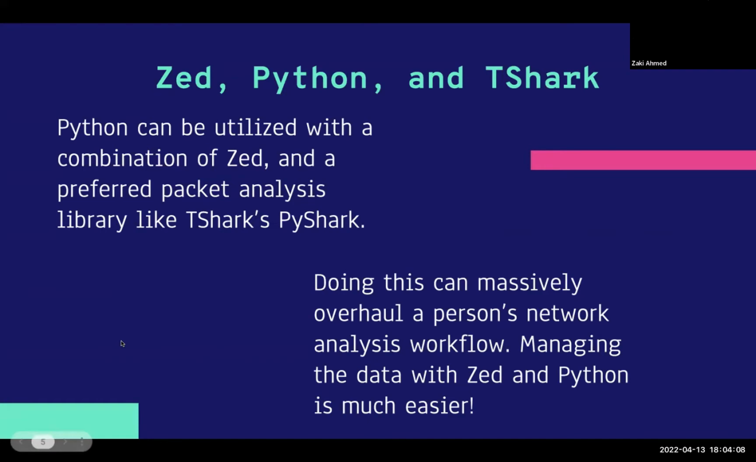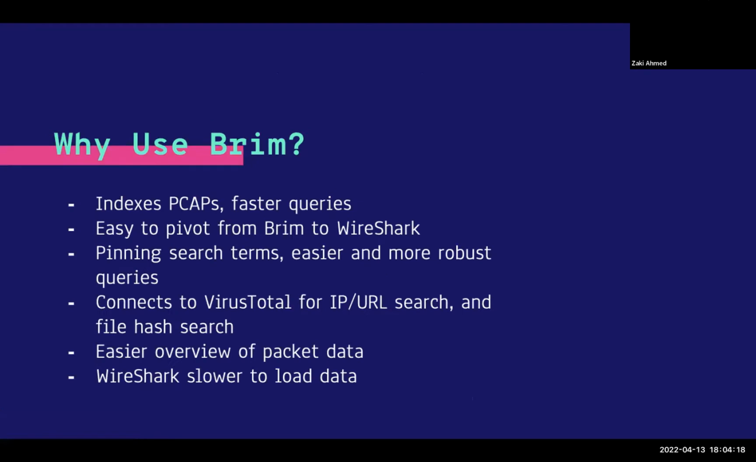Zed, Python, and TShark can all be utilized together, which can really speed up different types of workflow. And managing the data with Zed and Python is much easier than just hand going through it every time. And why use Brim is it indexes PCAPs much faster than Wireshark actually does. But at the same time, Wireshark is really great for going much more in depth in the PCAPs. So it's super easy to pivot from Brim to Wireshark.